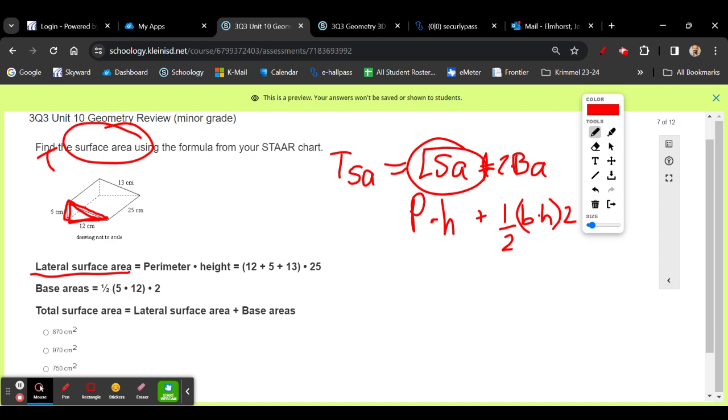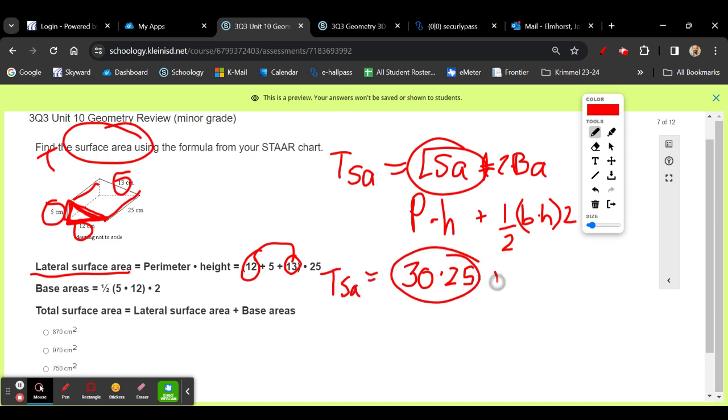So let's focus on the lateral surface area of perimeter, 12 plus 5 plus 13. So that's going to give us 12 plus 13 is 25 plus 5, so we got 30 times the height. So the 30 times 25.